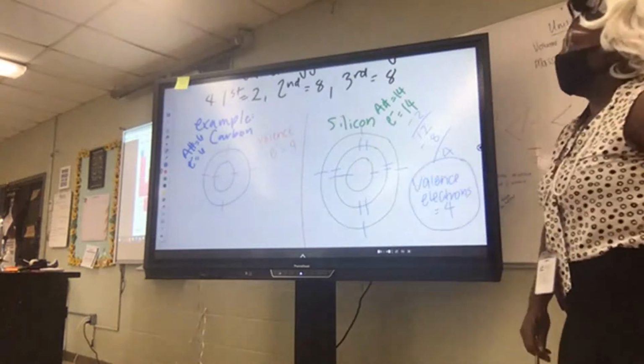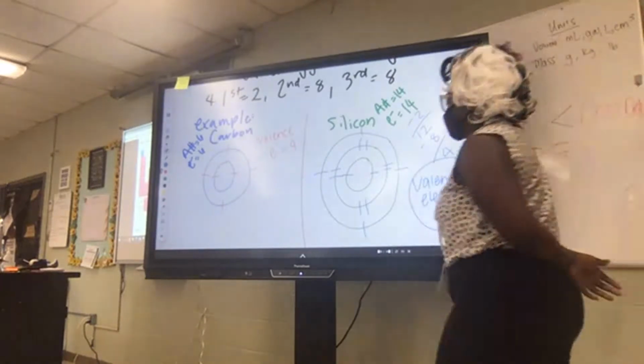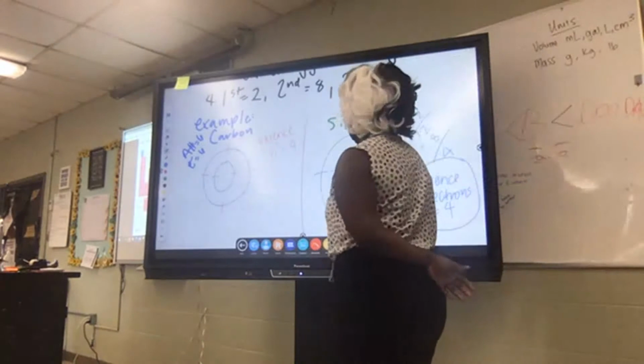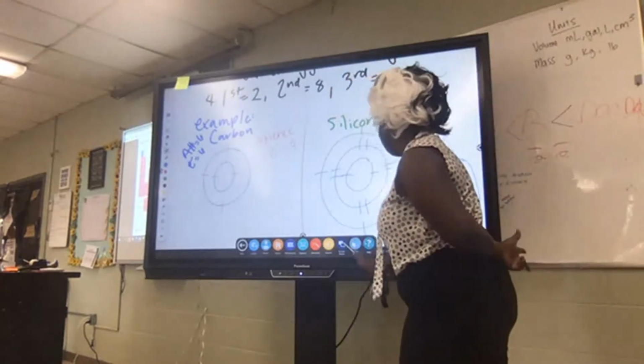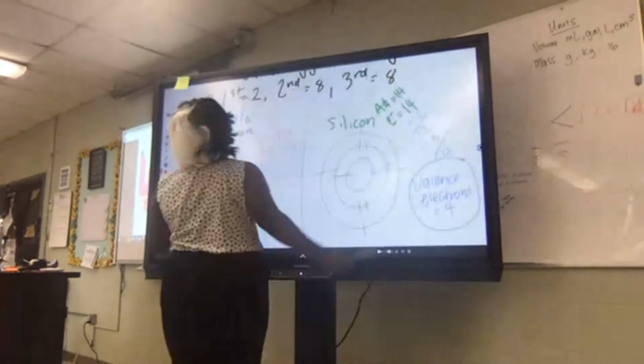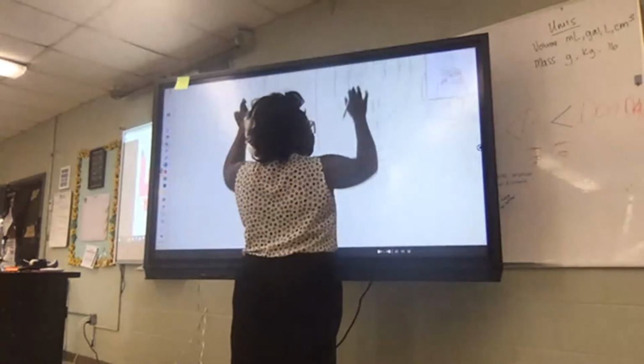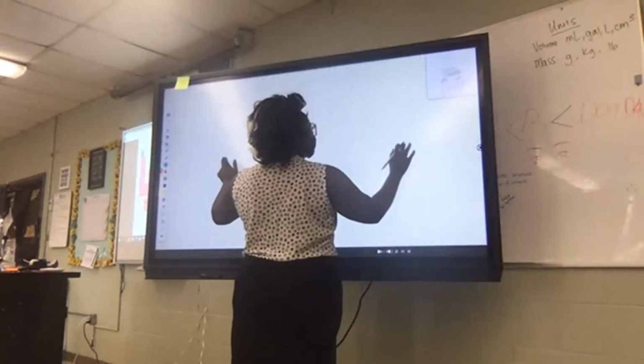All right, take this time to draw these 3 elements as Bohr diagrams.